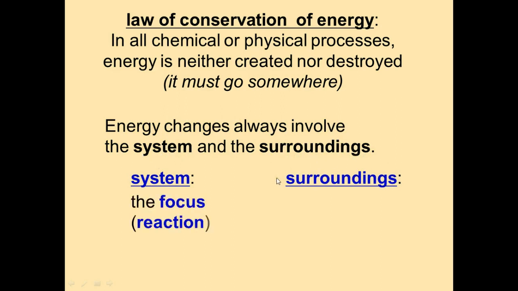A system is just what we're focusing on, or the reaction in chemistry. And surroundings is everything else around it. So if heat's not in the system, it must be in the surroundings. So always remember that heat never just disappears, it just moves to the surroundings.